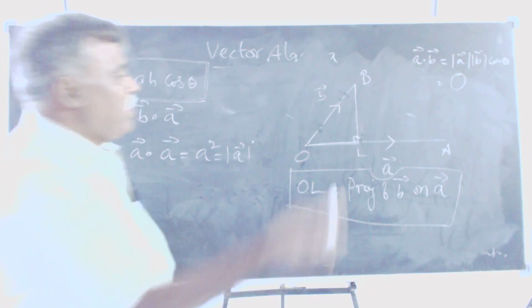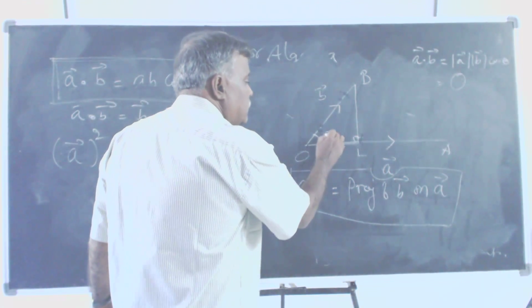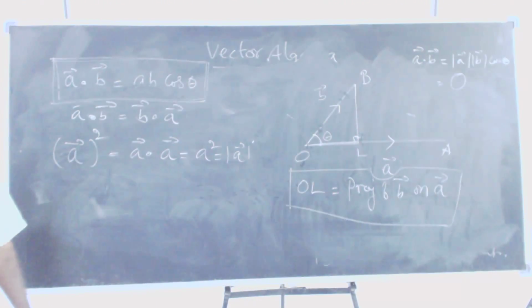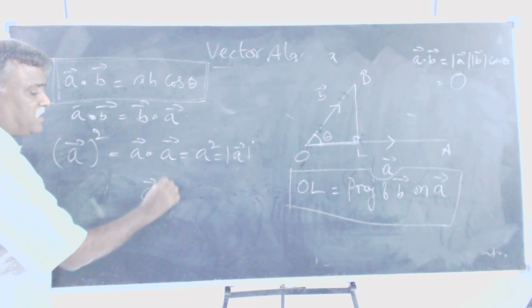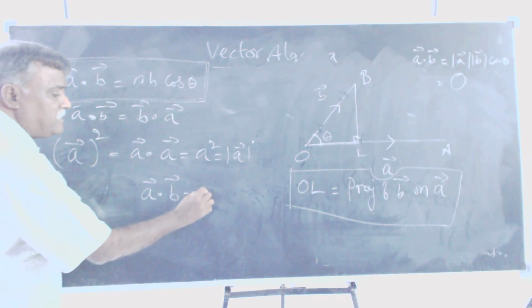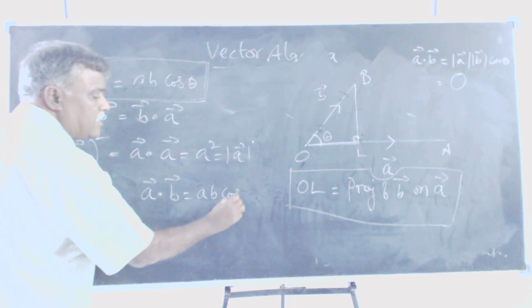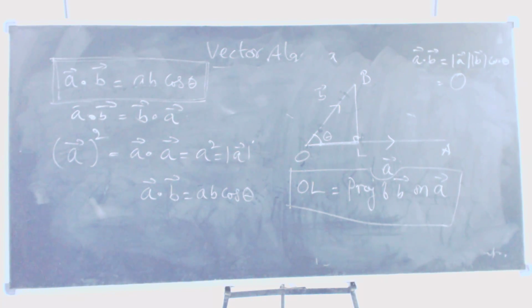Right. Now you have theta. The angle between A vector and B vector, you know, that is theta. Yes. Now what I am going to do is this. I am writing the A dot B definition. A dot B definition says AB cos theta. Keep this.